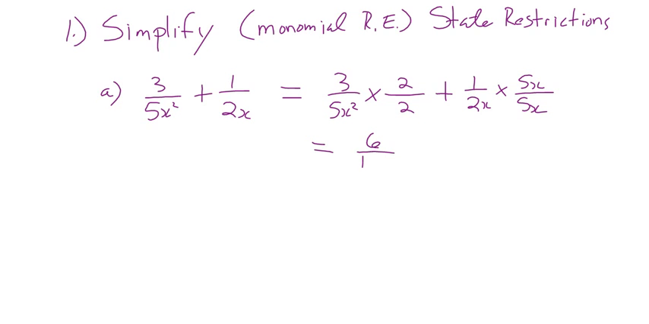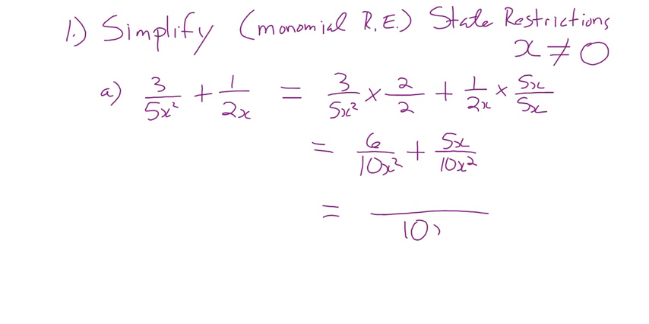So this gives me 6 over 10x squared. Oh wait, non-permissible value. There was nothing to, what's the restriction? X can't equal 0, right? The usual boring monomial restriction, right? Monomial restrictions are always just the variable can't be 0, right? Because there's no plus or minus down there, right? It's binomials that get a little more exciting, right? And factored binomials. Okay, plus 5x over 10x squared.